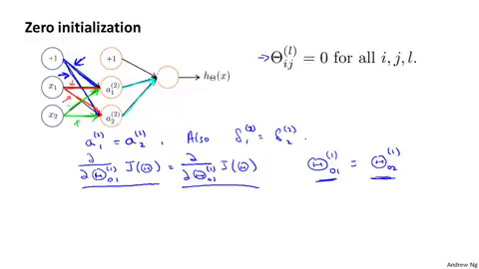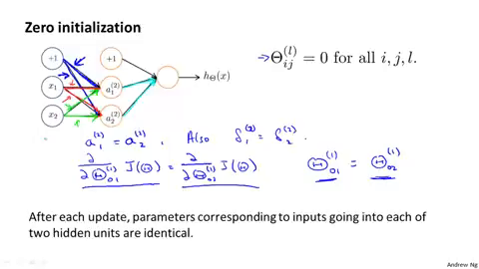And similarly, the two green weights, they'll both change values, but they'll both end up the same value as each other. So after each update, the parameters corresponding to the inputs going to each of the two hidden units are identical. That's just saying that the two green weights are still the same, the two red weights are still the same, the two blue weights are still the same.